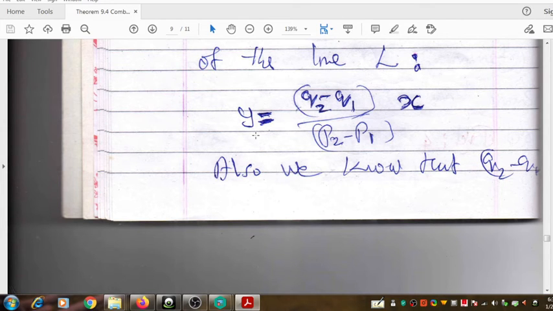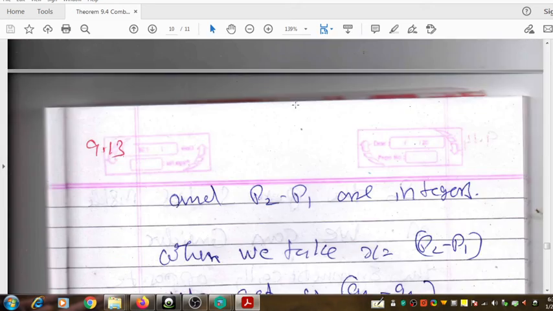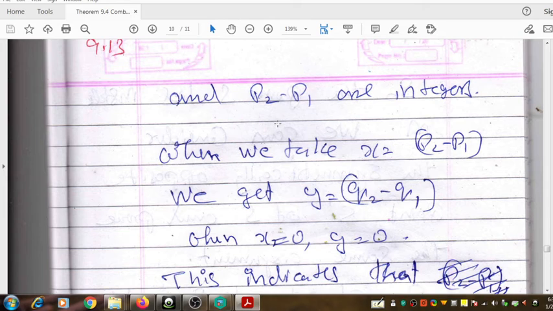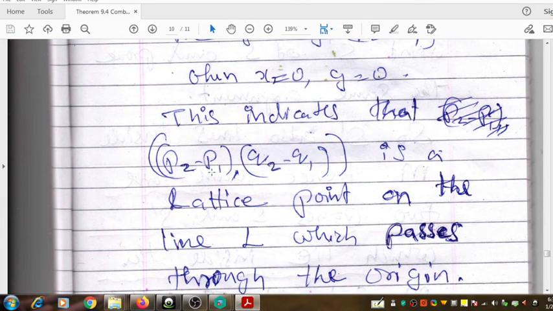So, in addition to that, we can say that q2 minus q1 is also an integer. Thus p2 minus p1 and q2 minus q1 both are integers. Thus if we consider a new point with x equal to p2 minus p1 and y equal to q2 minus q1, that point is (p2 minus p1, q2 minus q1).